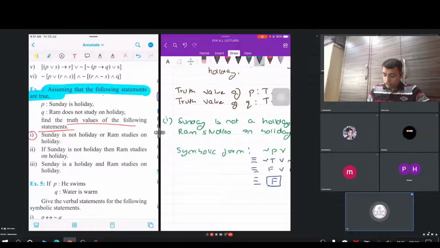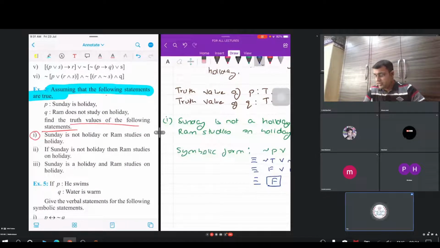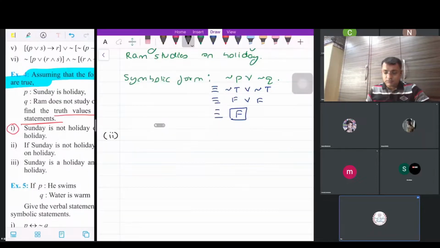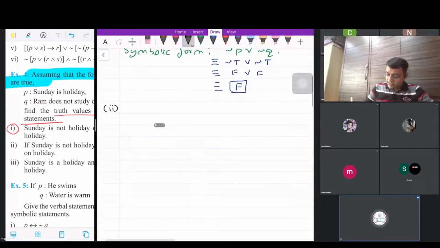So I want all of you to try the second and the third one in the same manner right now, and then we'll discuss it. So guys, the truth value for the second one is true, and the truth value for the third one is false. Very easy. Let us see the next question, question number 5 that he has given to you.